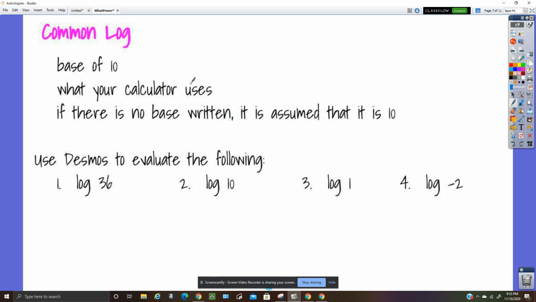So when the base is 10, we call that the common log. It's what your calculator uses. If there's no base written, it's assumed that the base is 10. So use your Desmos calculator to evaluate the following. So let me go ahead and get the Desmos calculator here.